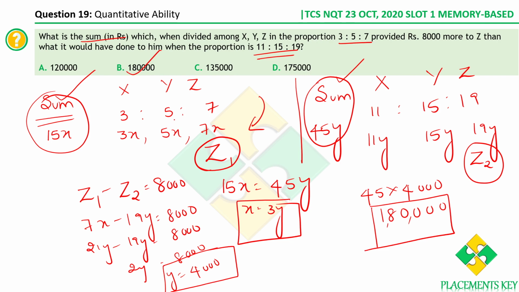The idea behind this is, in both the cases the sum is the same, but the proportion in which the sum is distributed among x, y and z differs. One more condition is, whatever z received in the first case is 8,000 more than what z received in the second case. That's why we've written z1 minus z2 is 8,000 and simplified it.